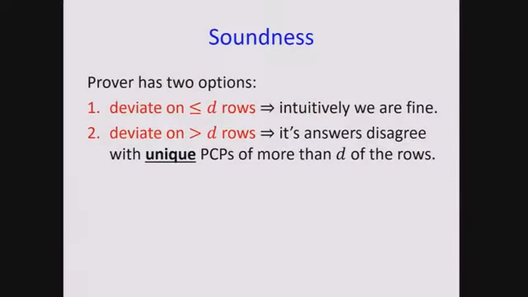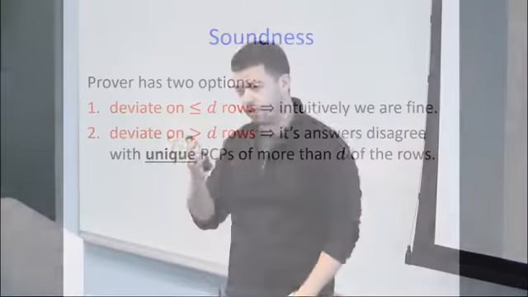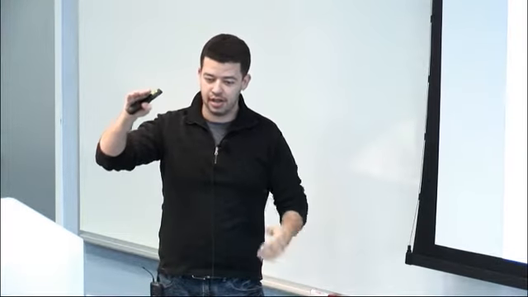The other option that the prover has is to deviate on more than D of the rows. And now something really interesting happens, because the fact that it deviated on the rows means that even for D minus 1 or so of the inputs that are in the language, the answers it sent, A sub Q, were inconsistent with the unique PCP for these inputs that are in the language. This is something really interesting, and this is in fact something that we can check.